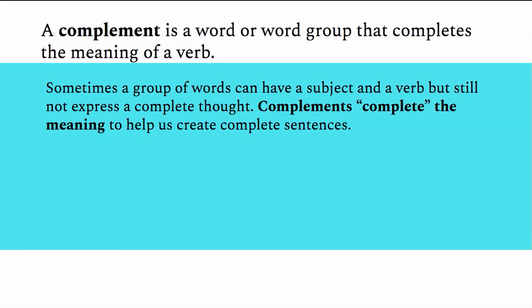Sometimes we have a group of words that has a subject and a verb, but it can't be a complete sentence because it doesn't express a complete thought. That's where complements come in. They complete the meaning in order to help us create complete sentences. Here's an example. Sarah bought. Well, I have a subject and I have a verb, but I don't know what Sarah bought.